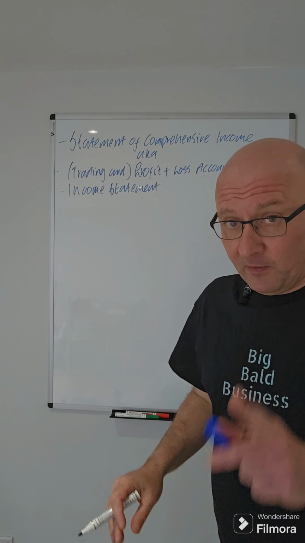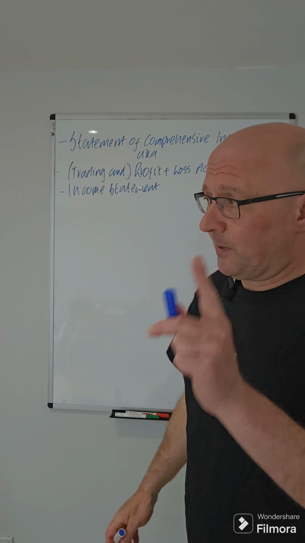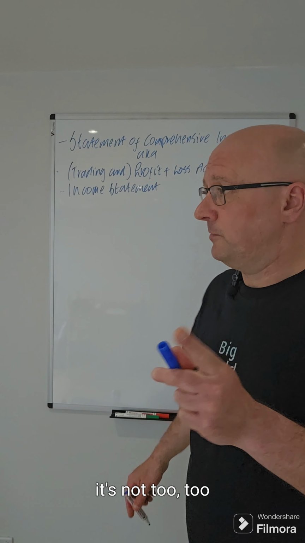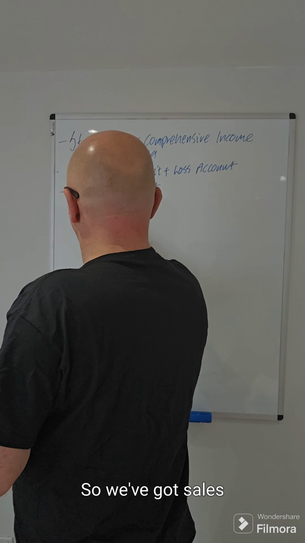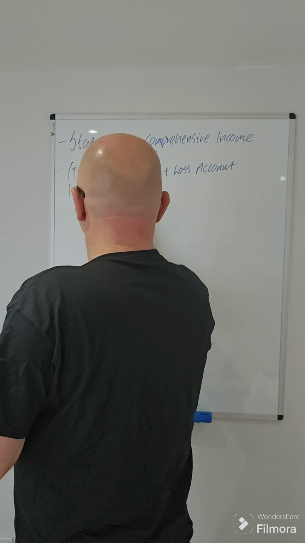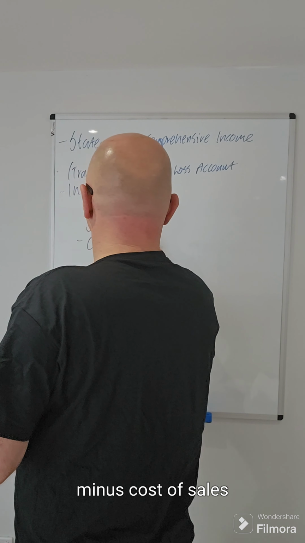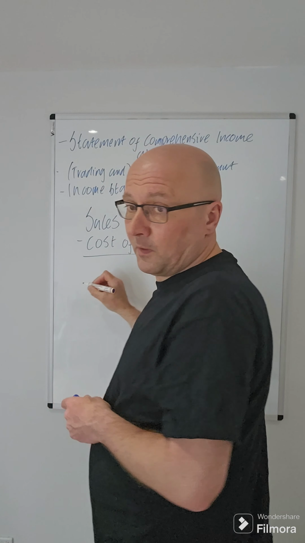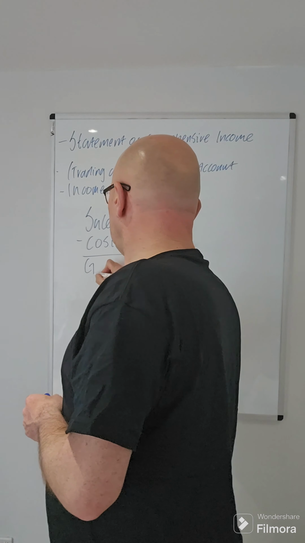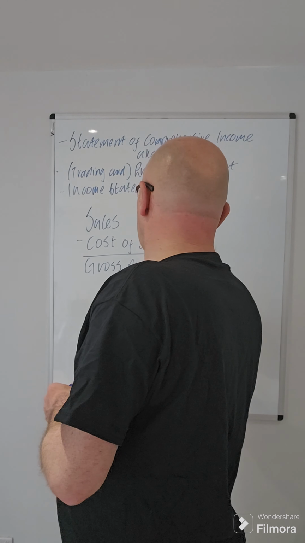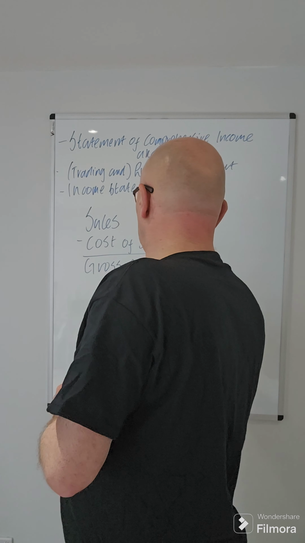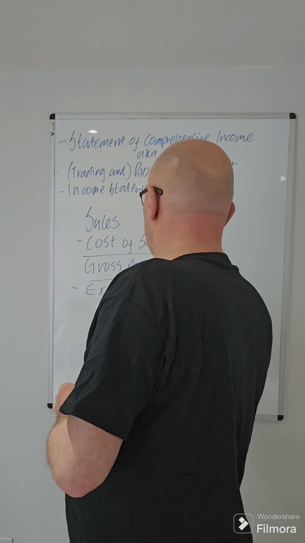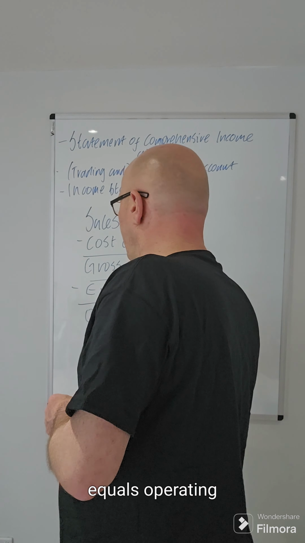So what is it? First of all, we're going to write down the formula. Okay, looks difficult to understand. Actually, if you break it down, it's not too challenging. Okay, so we've got sales minus cost of sales equals gross profit minus expenses equals operating profit.